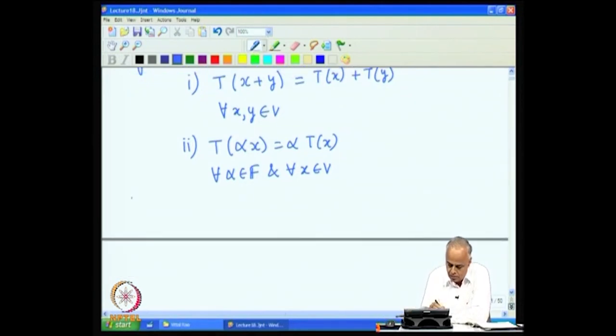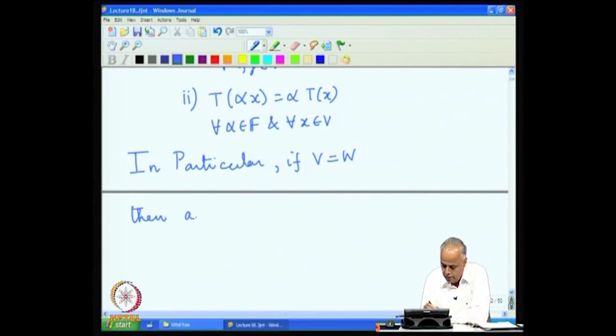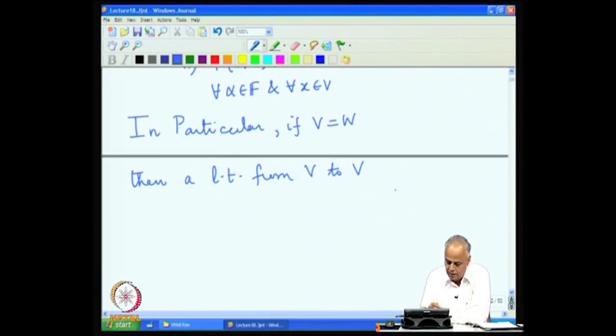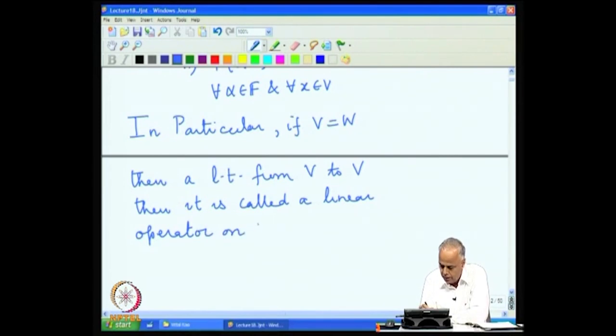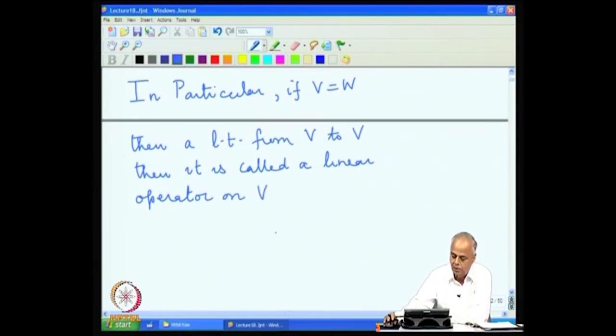In particular, if V equal to W, then a linear transformation from V to V, that means it is again a transformation from V into V, that is V vectors are encoded again as V vectors, and it preserves the addition and scalar multiplication, then it is called a linear operator on V. So, a linear operator on V is nothing but a linear transformation from V to V.